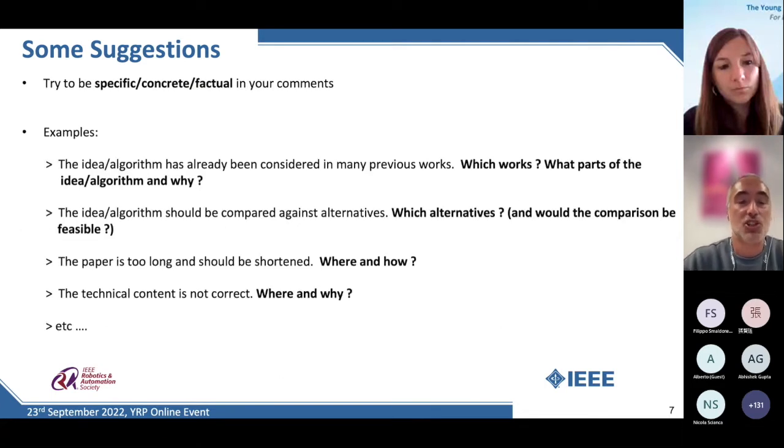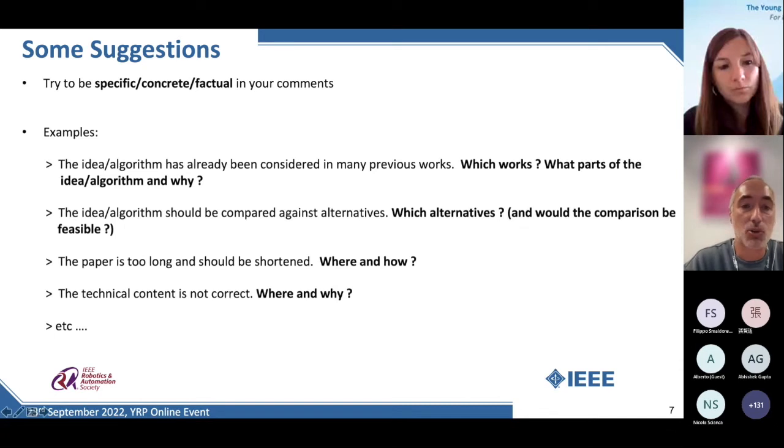So another point which happens sometimes in the reviews: when you write a comment, you must be specific, concrete, factual. For example, you write, the idea and algorithm have already been considered in many previous works, it is not novel. Yes, but which works? You cannot just say it has already been done many times without saying by whom, where, in which works. Which works, and what part of the algorithm or of the idea has already been considered, and why. So be specific.